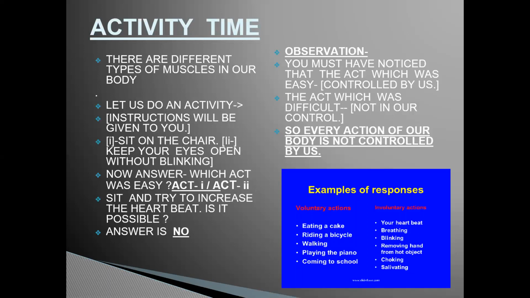And now answer. Which act was easy for you? Act 1, sitting on the chair, or Act 2, keeping your eyes open without blinking? Of course, your answer is Act 1, sitting on the chair. It was very easy for us to sit on the chair, while it was very difficult to keep our eyes open without blinking for 1 minute.